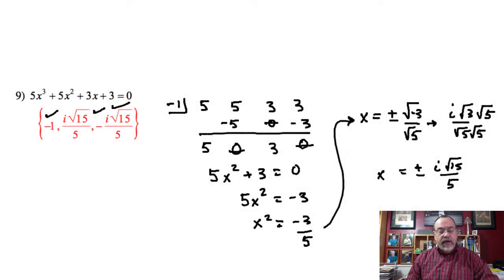To wrap things up then, remember the four steps you want to go through. Rational root theorem to determine the list of possible rational roots. Remainder theorem to determine which ones out of that list are rational zeros. Divide synthetically using those zeros so that you can create your quadratic and then solve your quadratic.